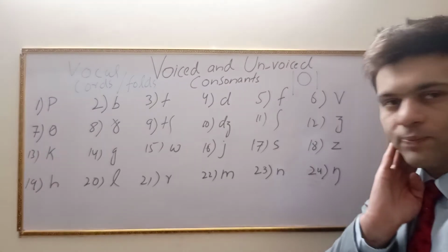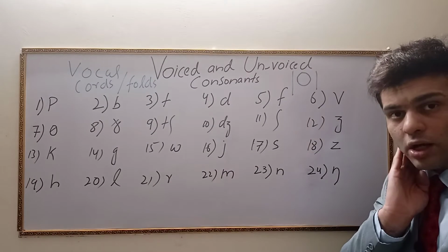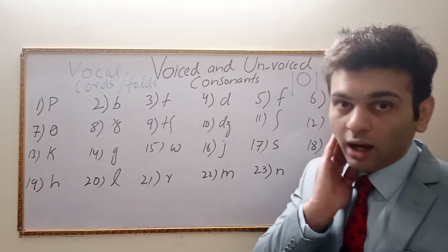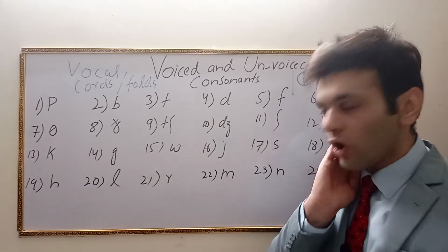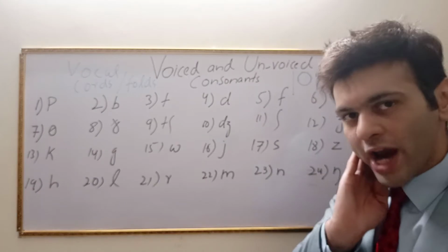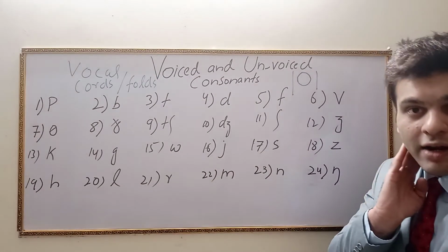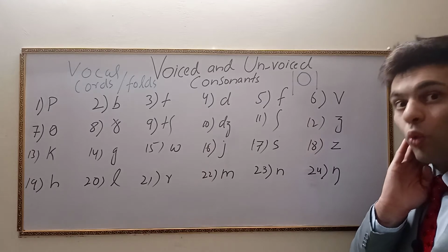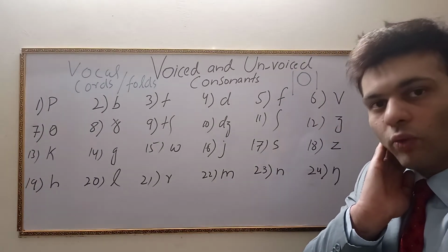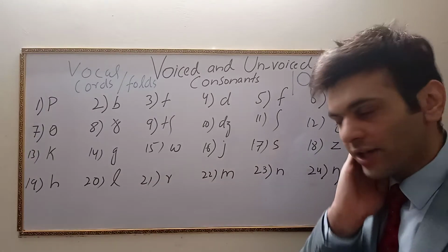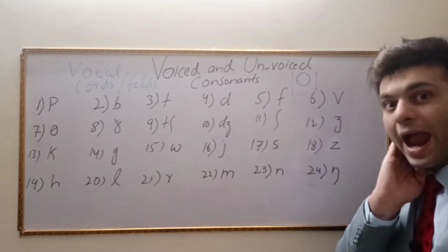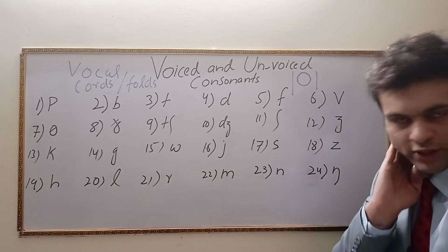Ch. Unvoiced. J. Voiced. Sh. Unvoiced. J. Voiced. K. Unvoiced. G. Voiced. W. Voiced. Y. Voiced. S. Unvoiced. Z. Voiced. H. Unvoiced. L. Voiced. R. Voiced. M. Voiced. N. Voiced. Angma, the ing sound, voiced.